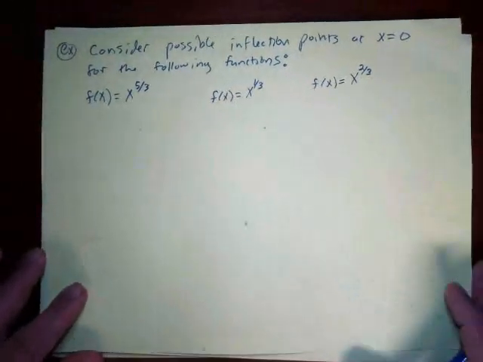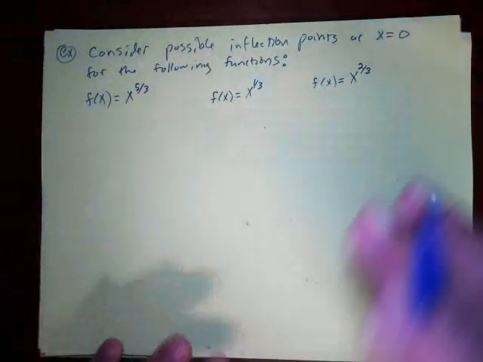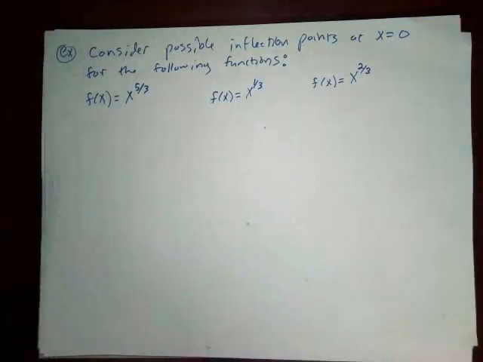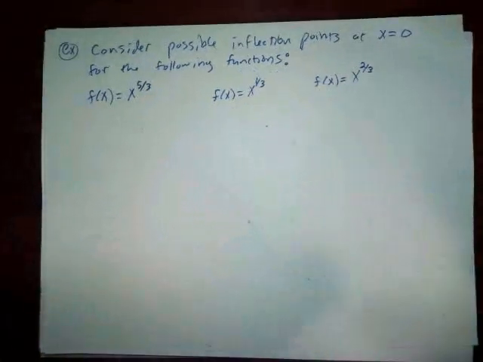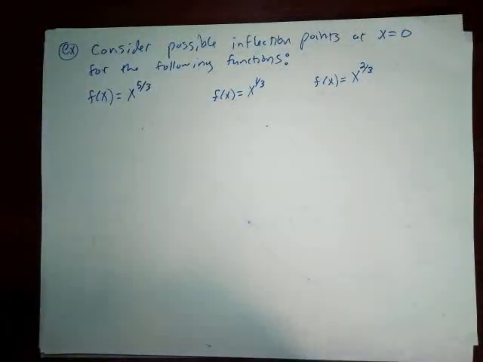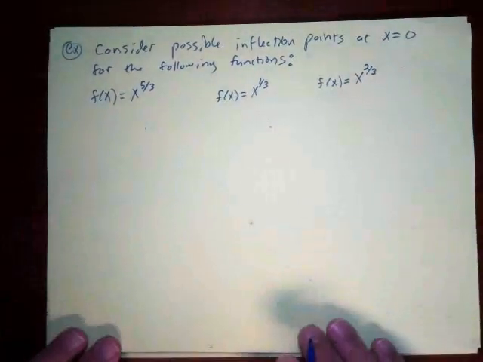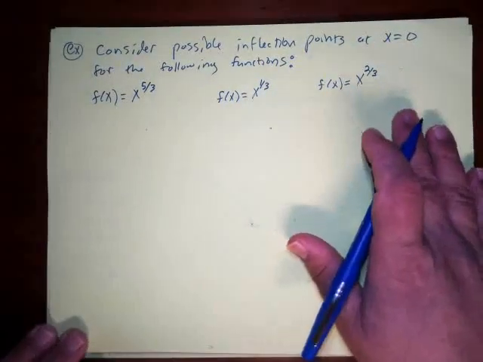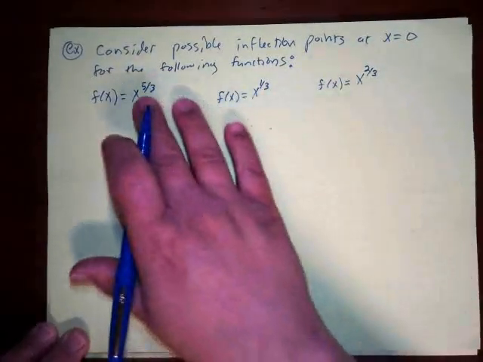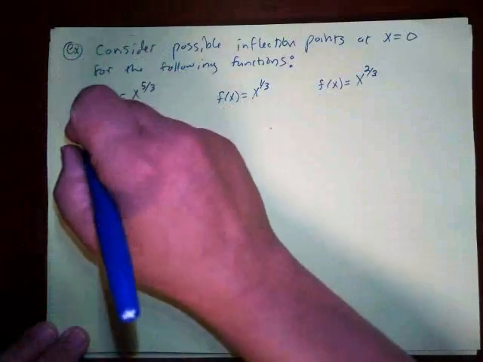Okay, so let's look at this then. This says consider the possible inflection points. So each of these will have a possible inflection point at x equals 0. And so consider those and see if maybe they are an inflection point. So here's what I mean by these. I have 3 examples here, and they're all fractional exponents.